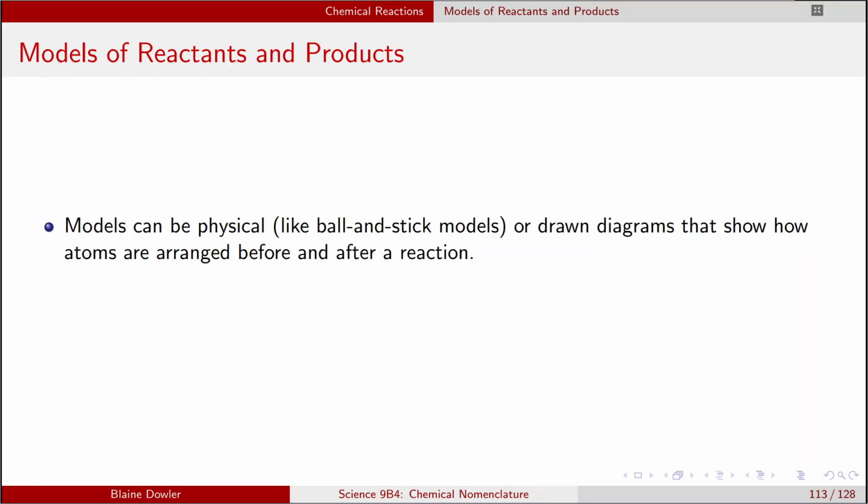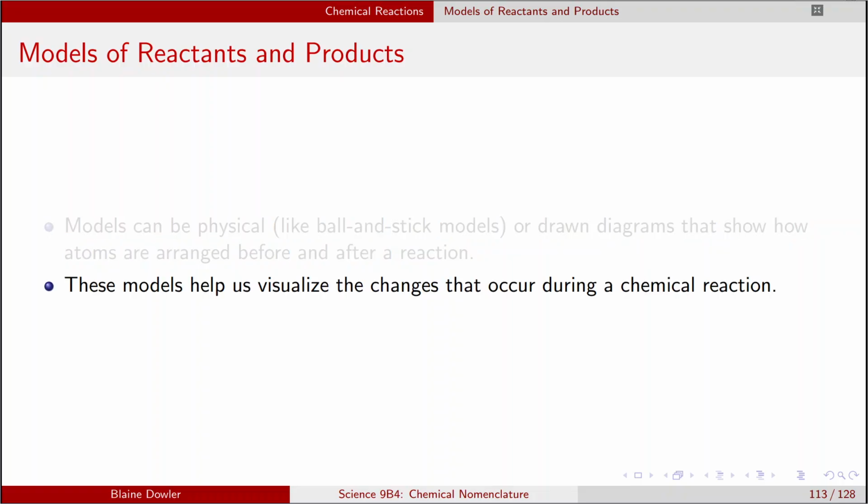The models of reactants and products. Models can be physical, like ball and stick models. We talked about those with peas, with potato cubes. The toothpicks were our sticks. Or you can use drawn diagrams to show how atoms are arranged before and after a reaction. These models help us visualize the changes that occur during a chemical reaction.